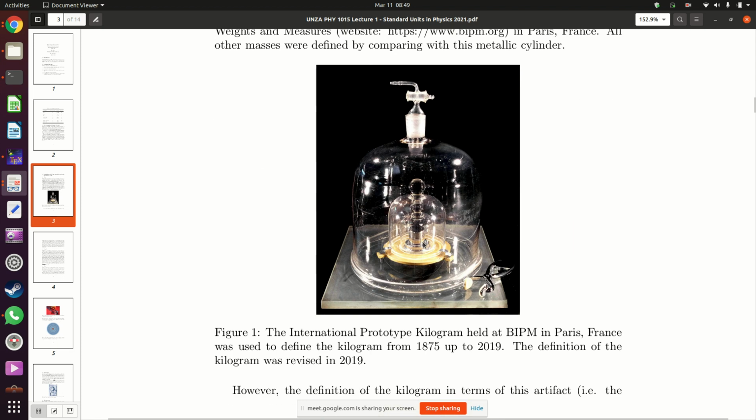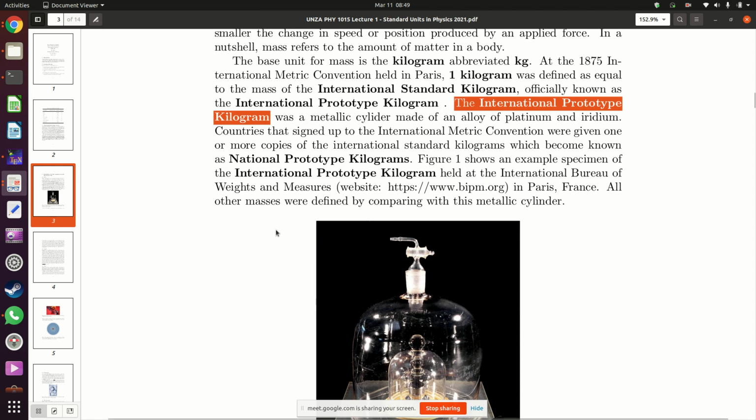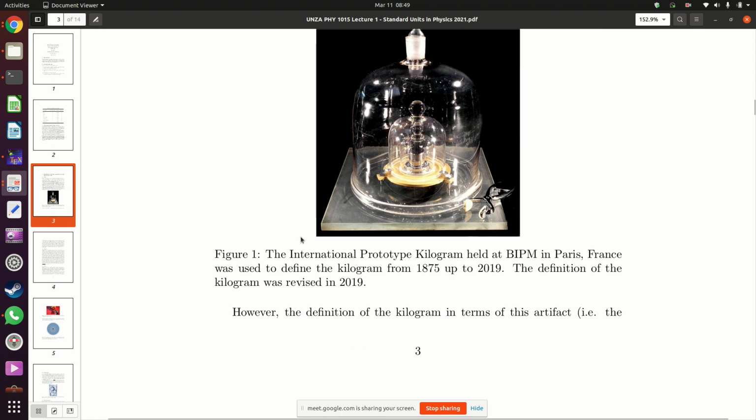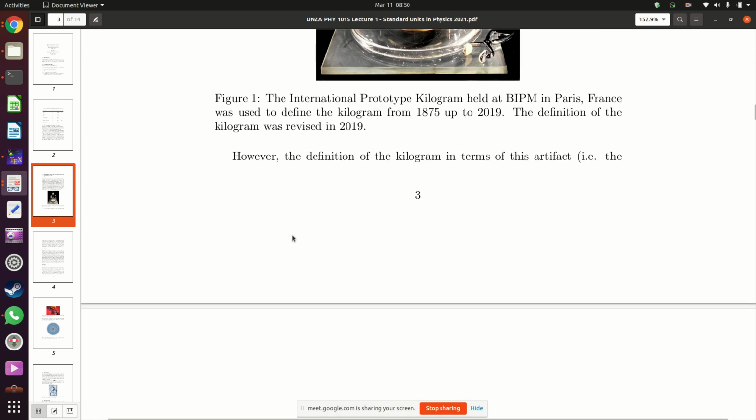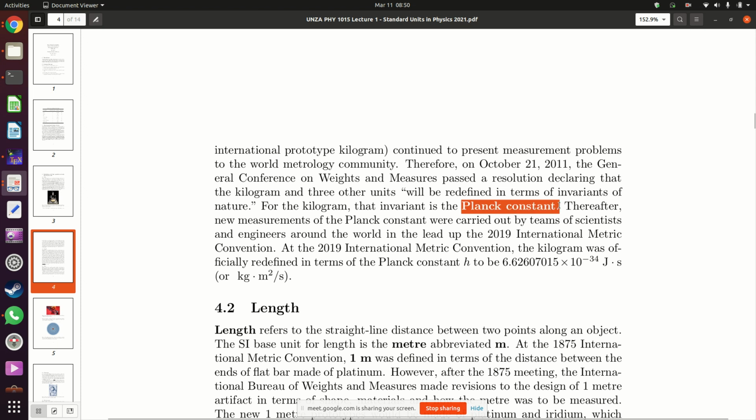The one which was kept in France is the one called the International Prototype Kilogram. So what I want you to understand is that from 1875 to 2019, the kg used to be defined in terms of an object or an artifact. However, after that, the definition of the kg changed. It was now defined in terms of something called Planck's constant. Planck's constant is a physical constant, like the speed of light, and in your chemistry classes, I think you're going to talk more about what Planck's constant is.